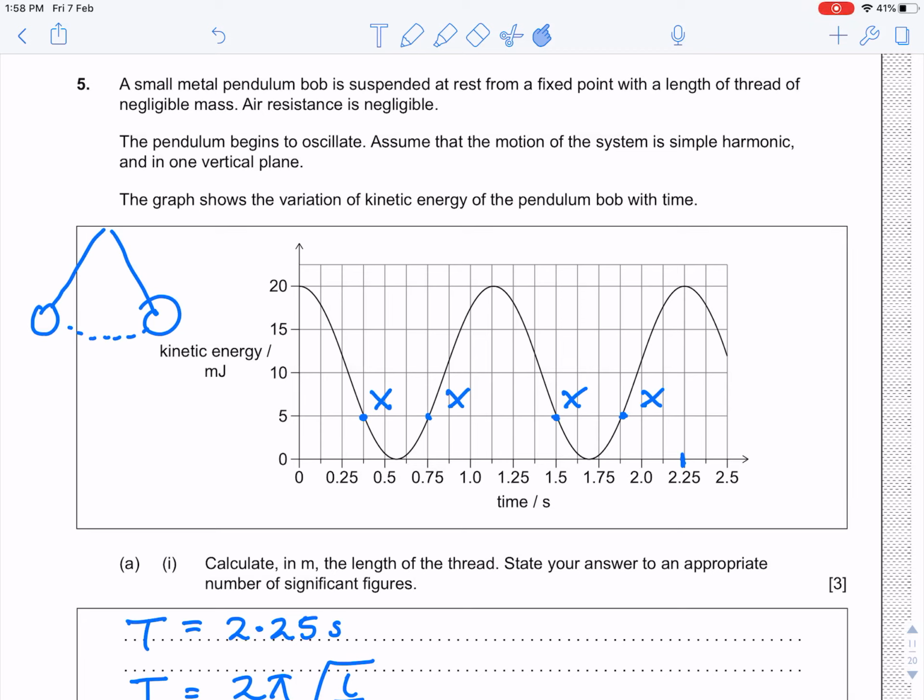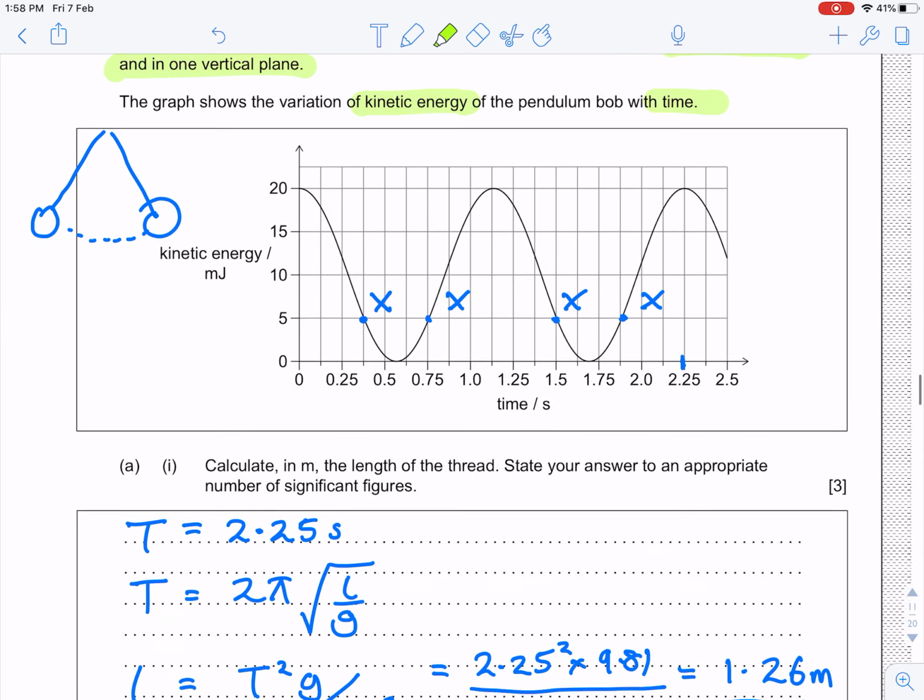So this question is about simple harmonic motion. Let's just quickly go through it. A small metal pendulum bob is suspended at rest from a fixed point with a length of thread of negligible mass. The pendulum begins to oscillate. Assume that the motion of the system is simple harmonic and is in one vertical plane. The graph shows the variation of kinetic energy with time.